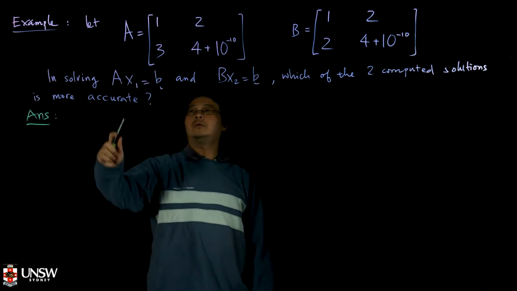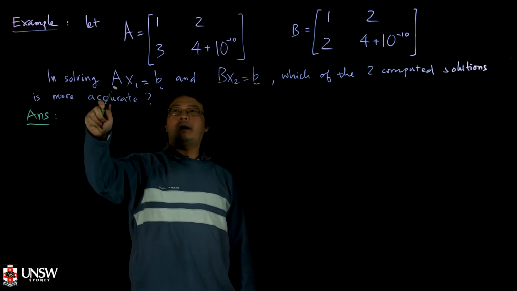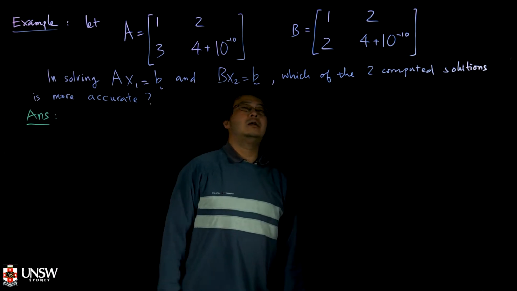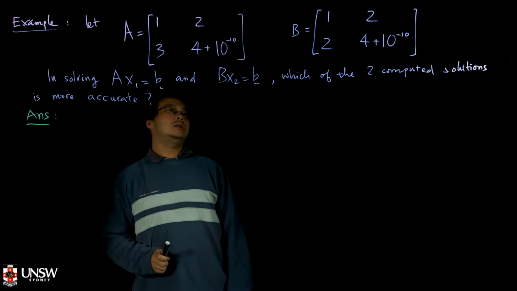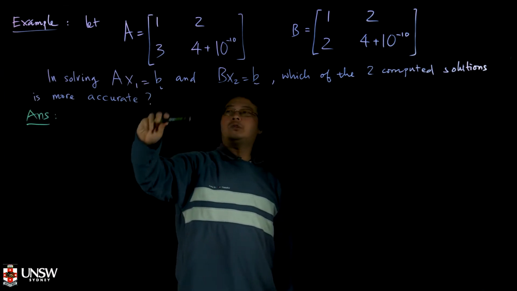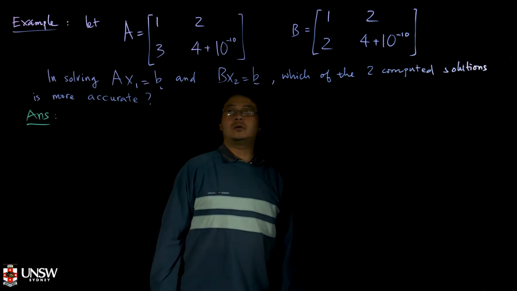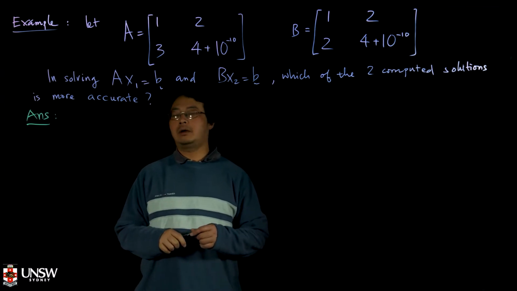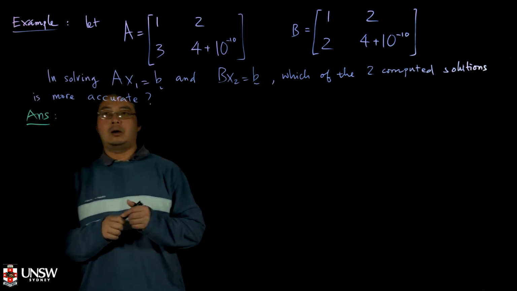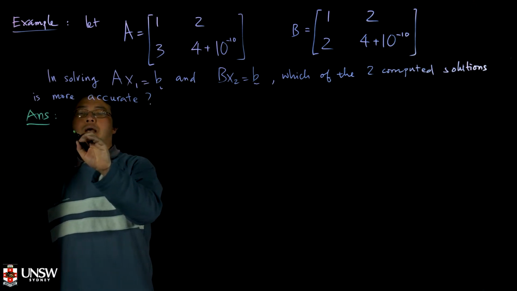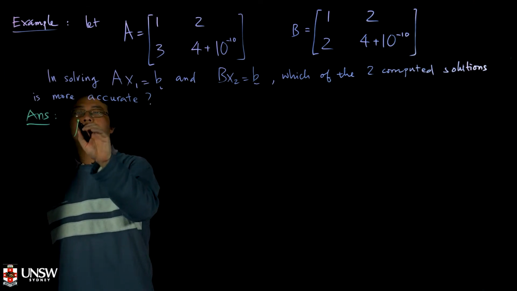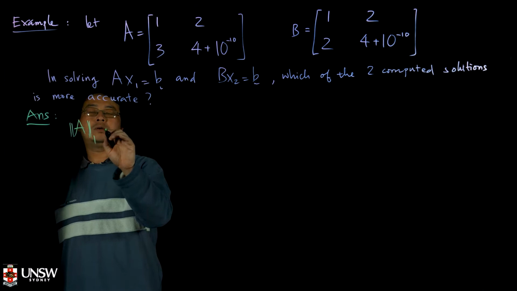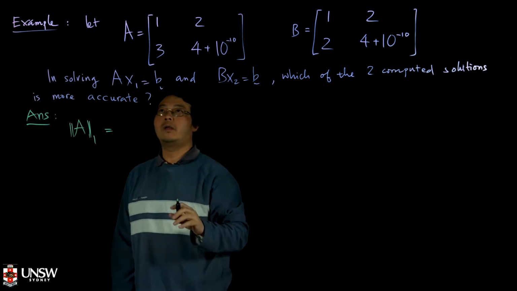But when you do the computation, solving the linear system AX1 equal B and BX2 equal B, there will be a difference. And now the question is, which of the two computed solutions is more accurate, X1 or X2? And we cannot say anything until we compute the condition number of the two matrices. So in order to compute the condition number, say the condition number of the matrix A in the one norm, we have to compute the one norm of the matrix A, and then we have to compute the one norm of the A inverse.